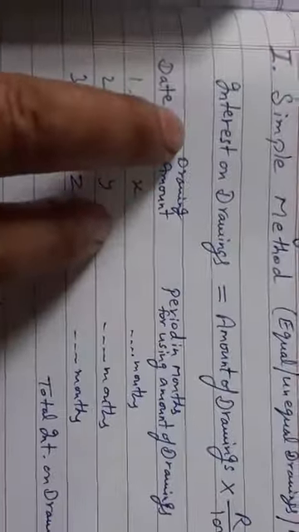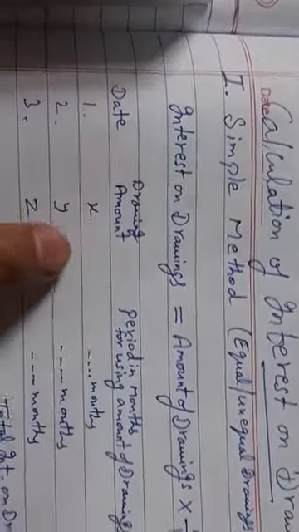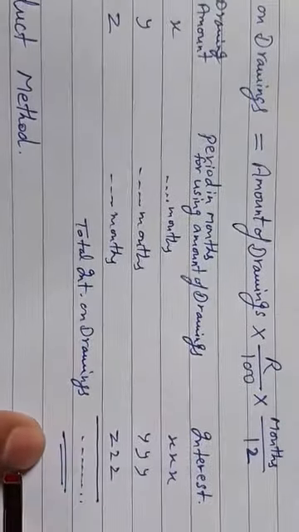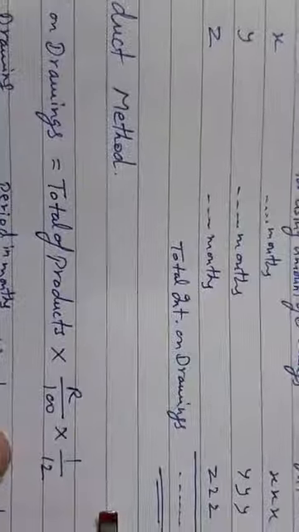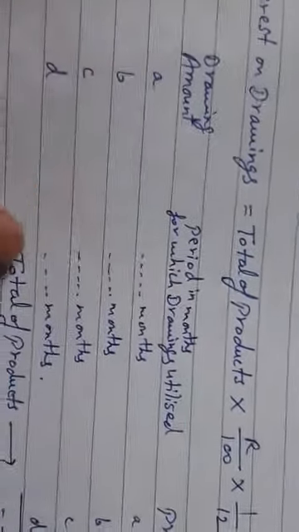So the formula is interest on drawings is equal to total of products into R upon 100 into 1 upon 12. As we were doing in the simple method, for each and every drawing we were calculating interest on drawings separately, and then at last we were getting the total amount of interest on drawings. But in this product method, we have to calculate the total of products, and on that total of products the rate is to be applied, and 1 upon 12 is used just to nullify the effect of the product.